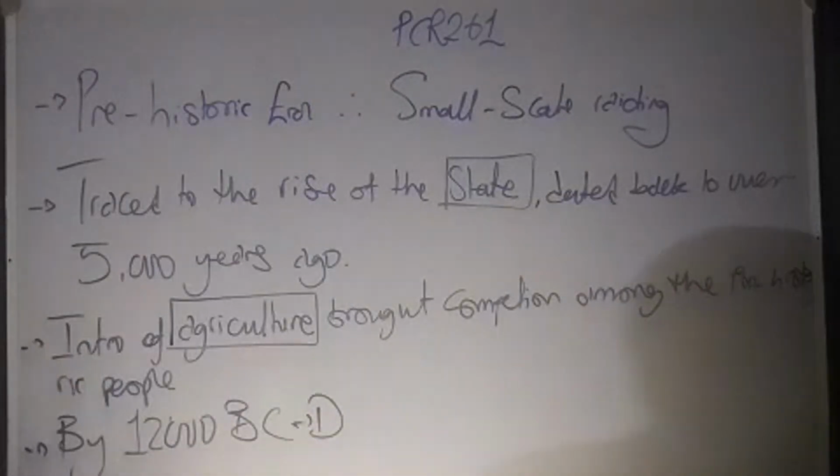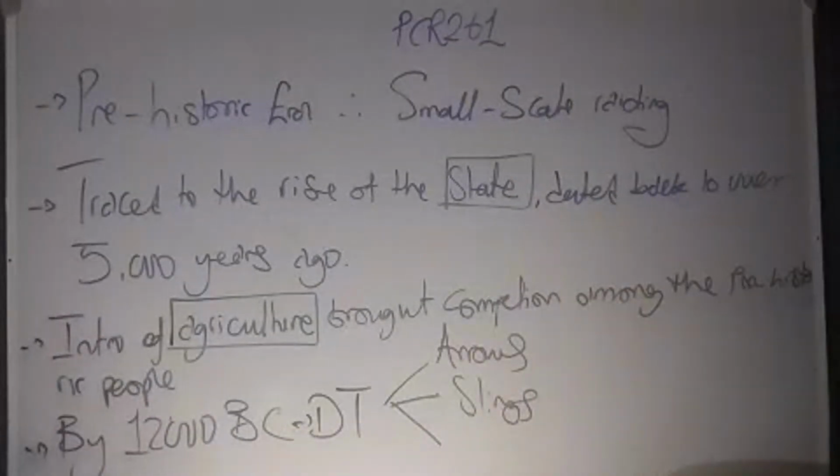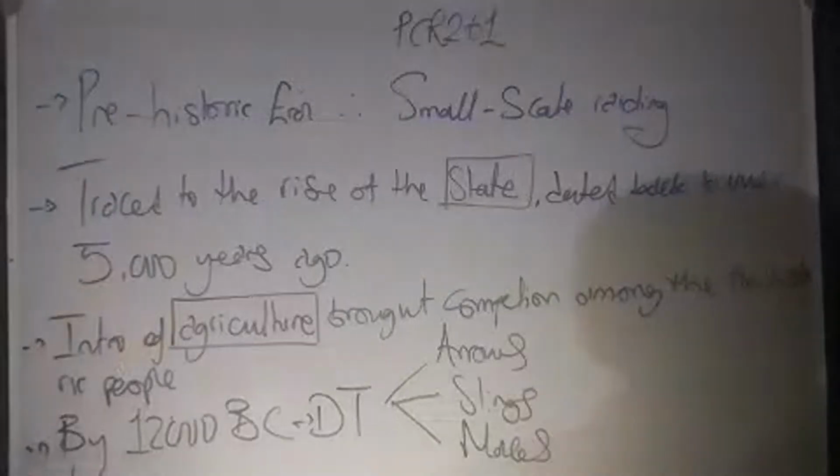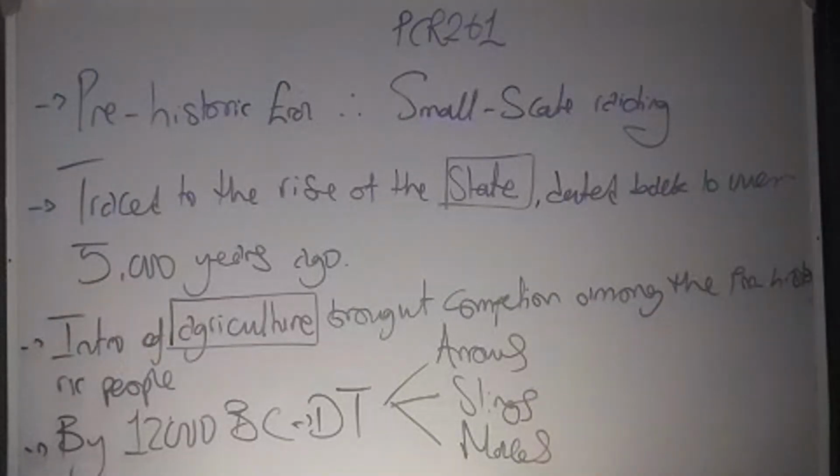So by 12,000 BC, dispute technologies introduced arrows, slings, and maces. And you can tell the technology has gone way beyond this. Dispute technologies have gone way beyond this.